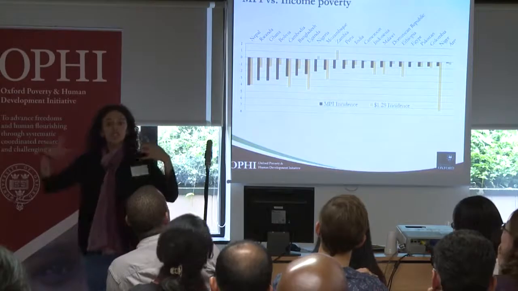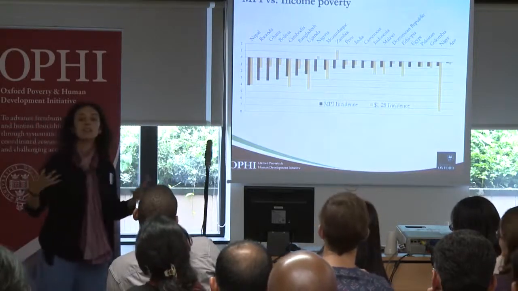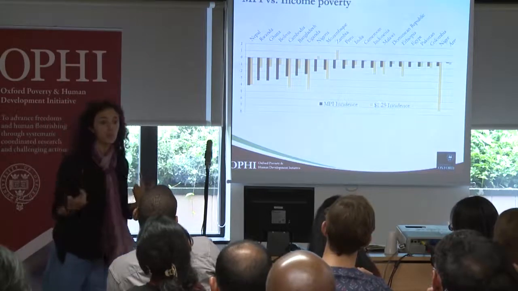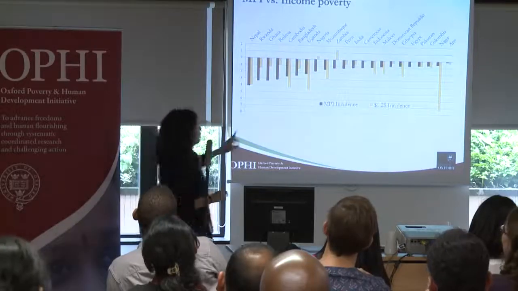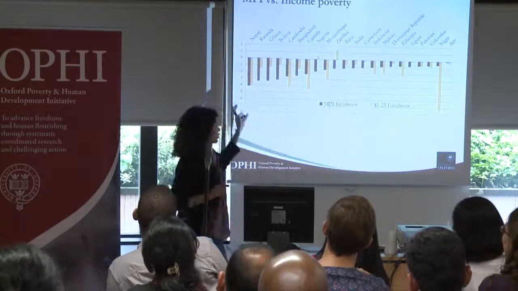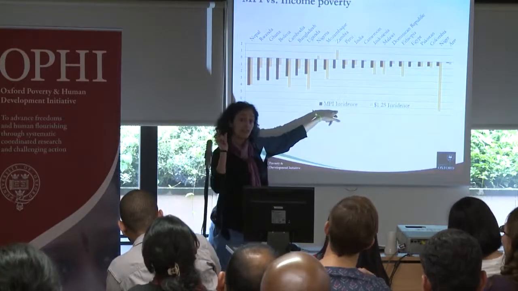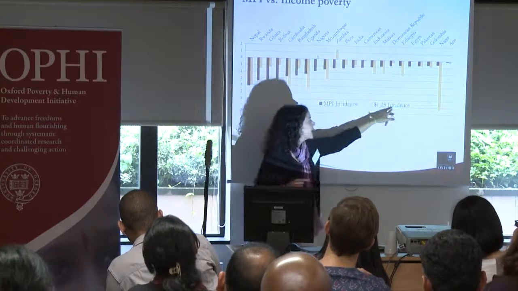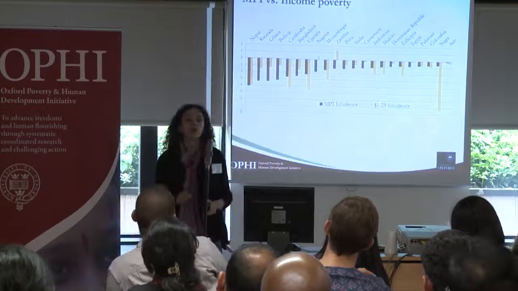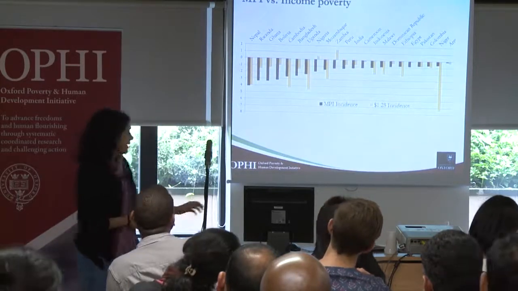How would this picture change? I'm talking about changes in multidimensional poverty. How would this change if instead I were talking about income poverty? In this graph, I have the change, in percentage points per year, of the MPI incidence, the proportion of people who are poor, and the change in the $1.25 a day incidence. What does this graph show?